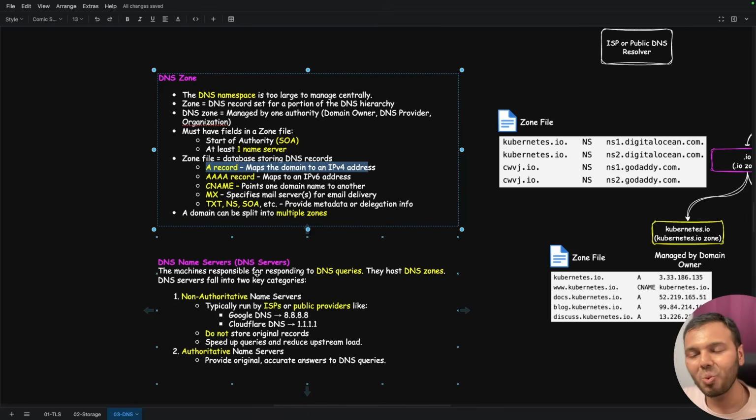So name servers host DNS zones, and DNS zones have their respective zone files. Now, DNS servers fall into two key categories. Non-authoritative name servers, as the name implies, give answers, but they do not give answers with certainty. Non-authoritative name servers are the servers that give cached information.